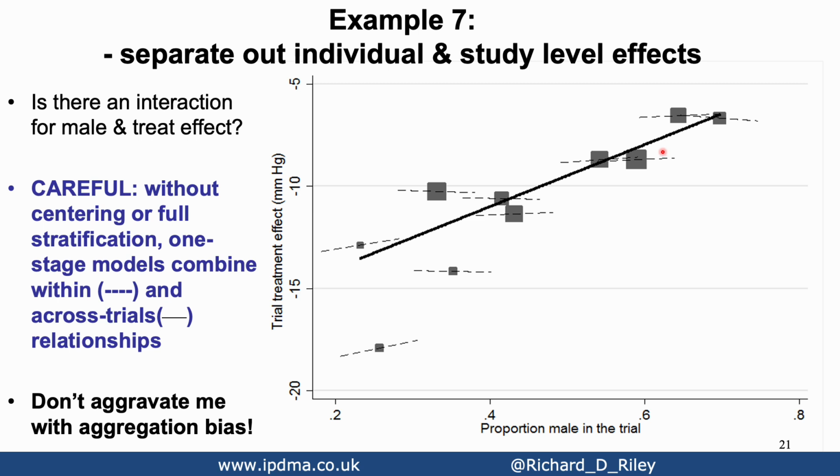What does this mean? Well, this means that actually in a one-stage model, if you just fit an interaction term between treatment effect and sex, then you will amalgamate the across-study relationship with the within-study relationships, and therefore it would distort the within-study relationships. But in a two-stage approach, you don't have that issue because you're just estimating the within-study relationships and pooling those. So this is aggregation bias in a real example, and one-stage models would have to forcefully separate out the individual and across-study level effects, and most people sadly don't do that and therefore introduce errors.